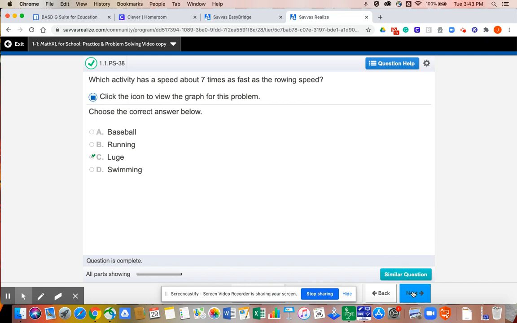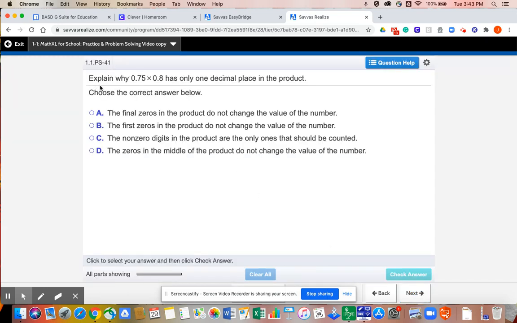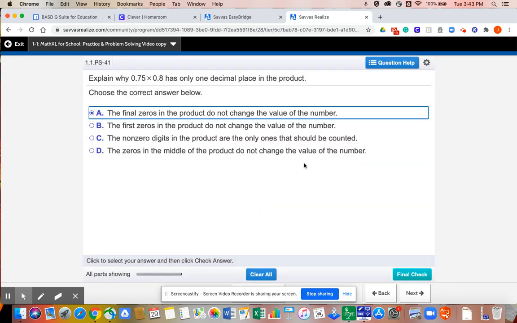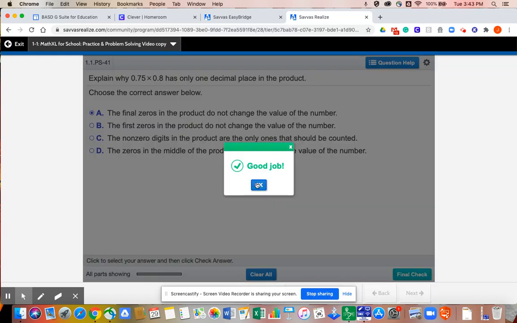And I keep going. And one more question to go, I believe. Notice I can get a similar question if I got it wrong. And the last one, explain why 0.75 times 0.8 has only 1 decimal place in the product. And if you did that problem, what you would find, because 8 times 5 is 40, I'm going to have zeros at the end. So the correct answer is, and I'm going to answer this one wrong just to show you I'll get another shot at it. Okay, we're going to say first zeros, check it. No, that's not true. It's the final zeros in the product do not change the value. We check, we got it correct.